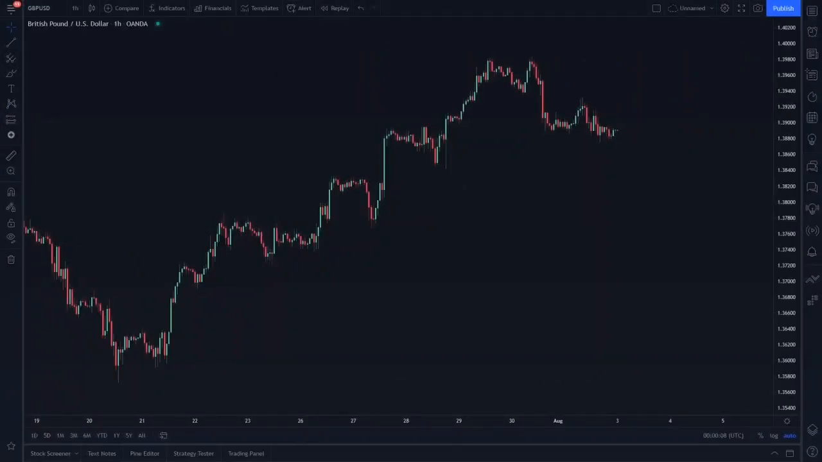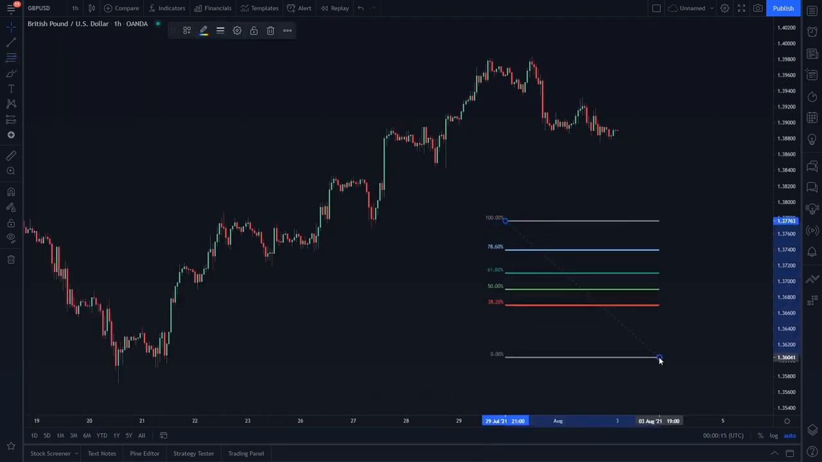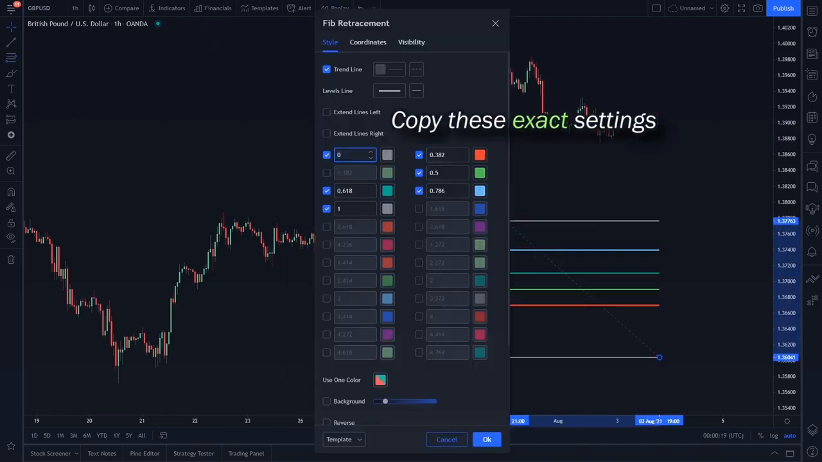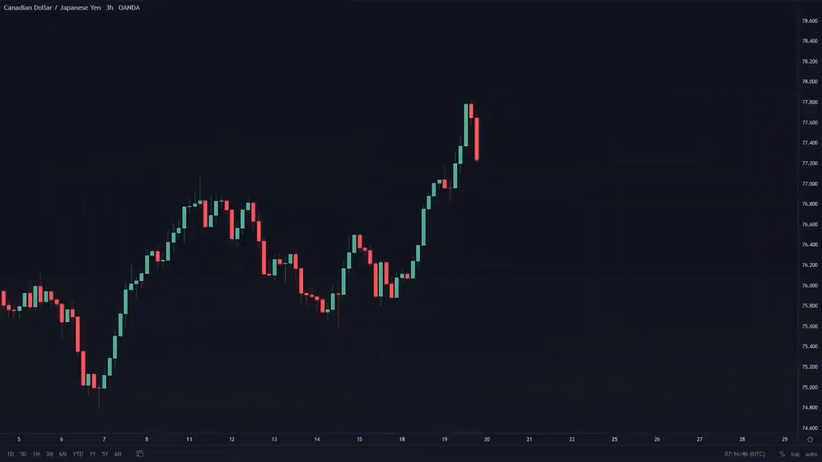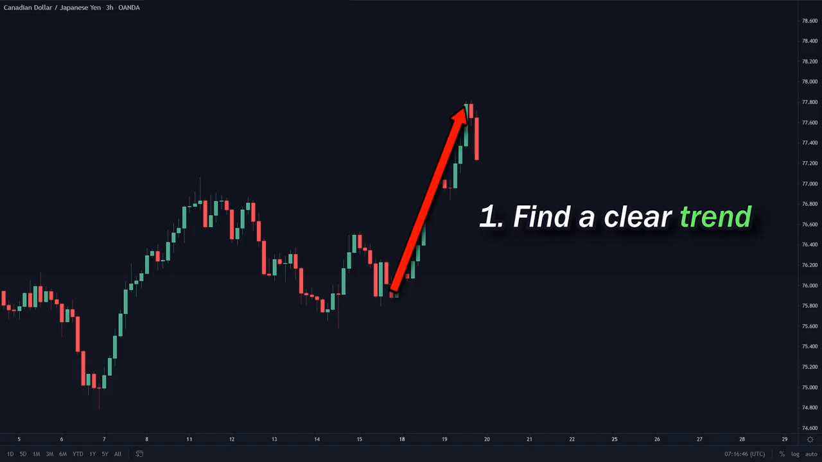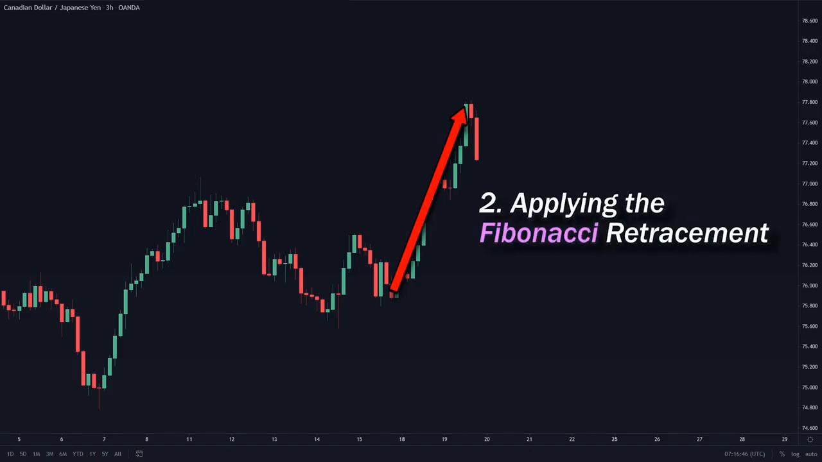Now, if you're using TradingView, the Fibonacci tool can be found on the right side of the screen. So you click it and select Fibonacci retracements. Now for the settings, I want you to copy this exact value so that it'll be easier for you to follow along. And so here's how you apply the tool onto your chart. The first step is to find a clear trend. Like in this example, here we can see that the market is clearly moving upwards.